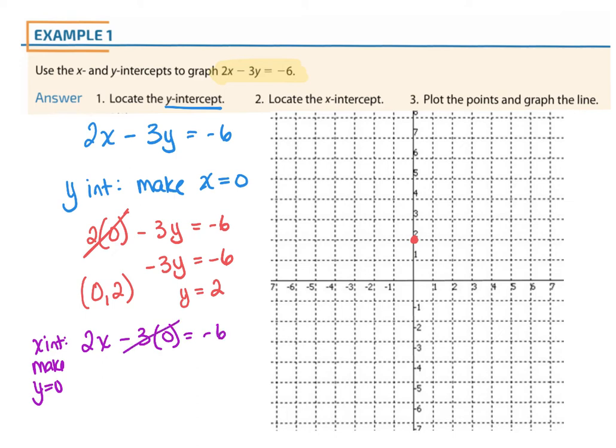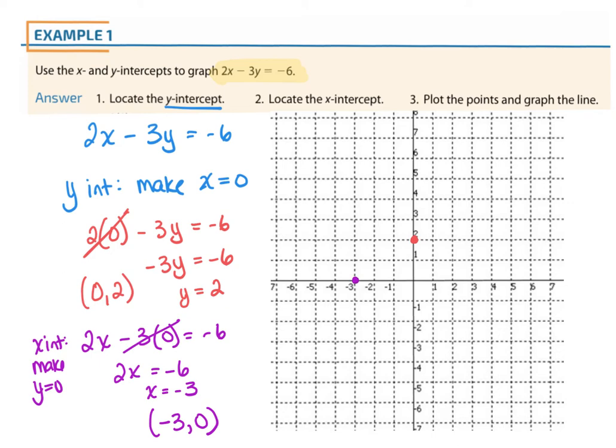Which means the by part of it cancels out, and I'm left with just 2x equals negative 6. So x equals negative 3. So my x-intercept is negative 3, 0. And I put that on my graph. Left 3, and I don't move up or down. It's on the x-axis, hence the x-intercept.